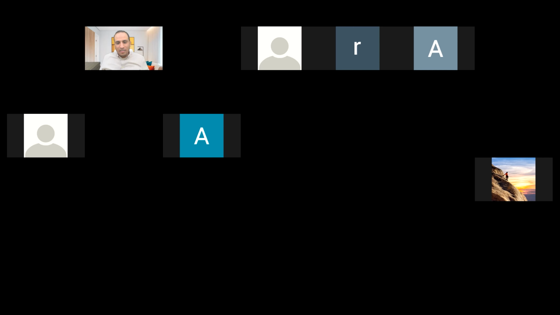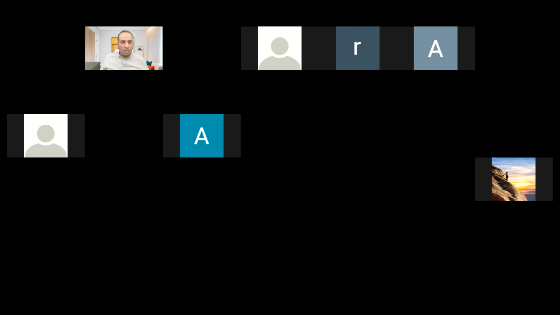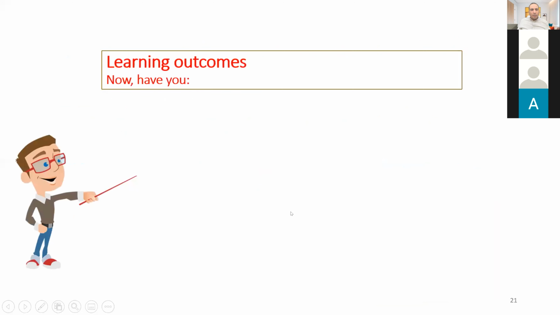Now you see the results, right? Well observed. Did you see the results? Yes. I will stop sharing it now. This is a very good feature that you can use on Zoom. And finally, look at the outcomes.